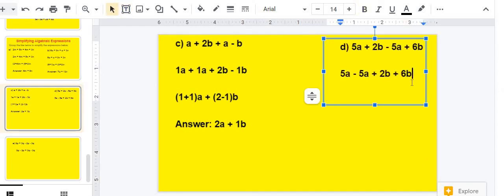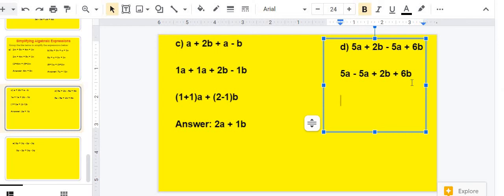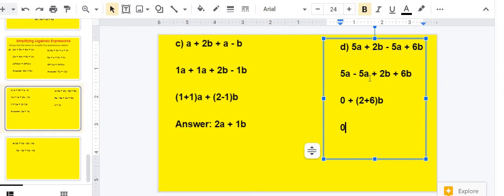Okay, so 5a minus 5a. Any number that is subtracted from itself is going to give you 0. Same thing for terms. Any term that is subtracted from itself is going to give you 0. So I'm going to put 0 here. Then we have 2b plus 6b. Notice that there is a plus sign here, so I'm rewriting the plus sign. Now we're going to move on to adding this pair of like terms. And since there's a plus sign between the two terms, that means we have to add their coefficients and write the same variable. So it's 0 plus 2 plus 6 is 8, 8b. And that's our final answer.